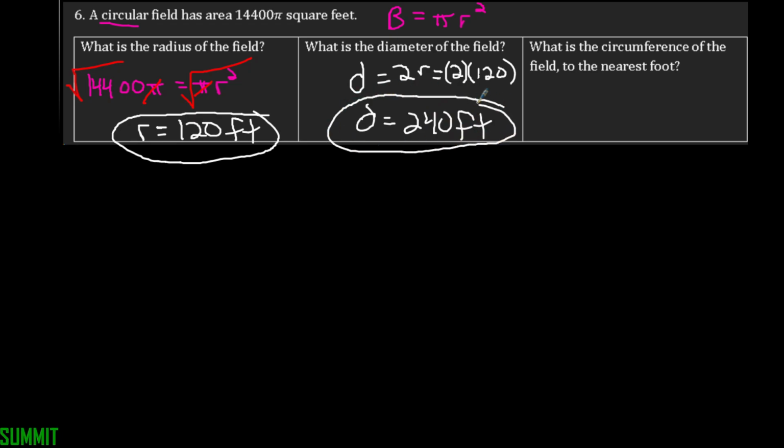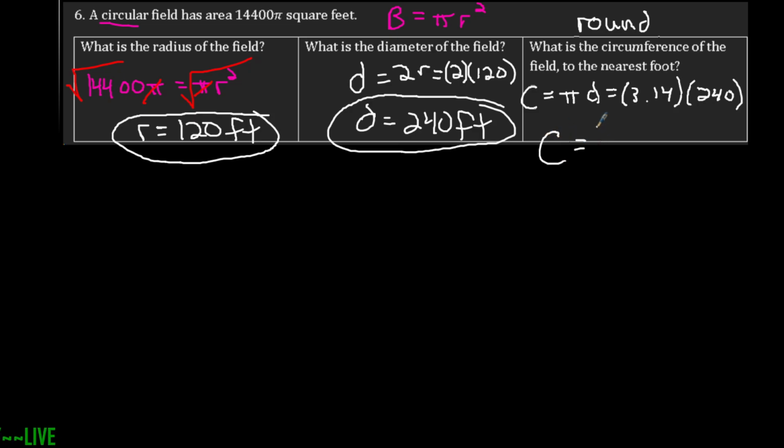And for circumference, make sure you remember that's going to be, we can write it like this. We can say our circumference is equal to pi times the diameter. So we're going to do 3.14 times 240. Make sure you round to the nearest whole number. So we're going to say our circumference is going to be equal to 754 feet. And so that's just going to be the outside amount.